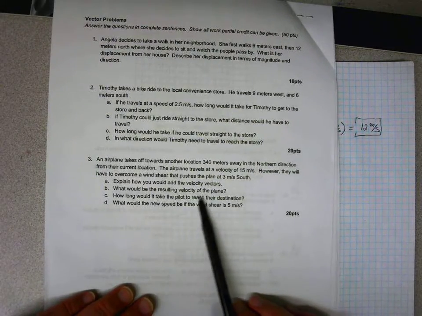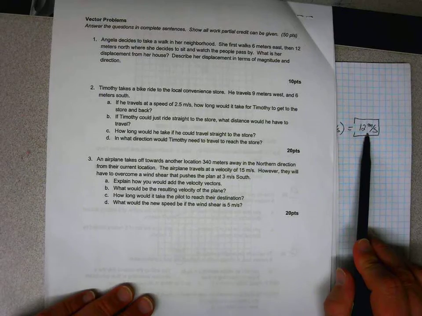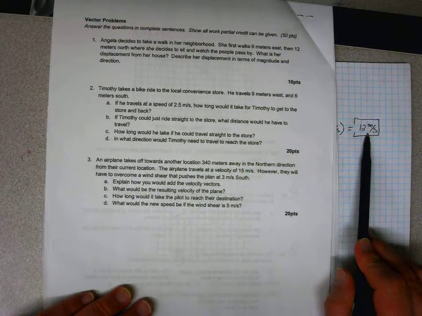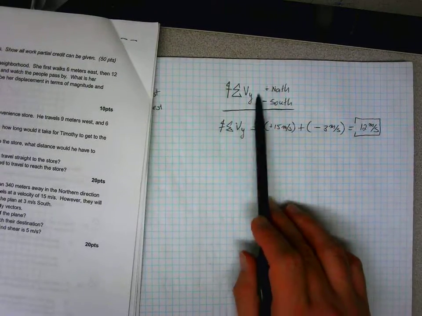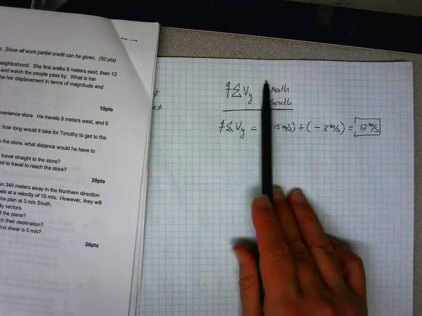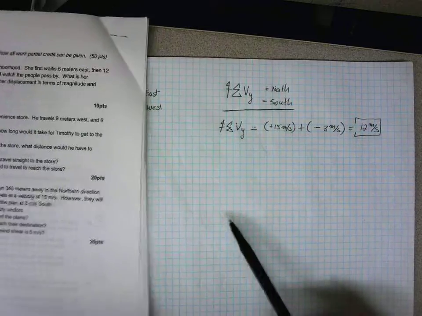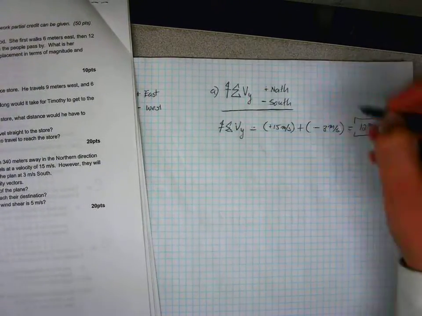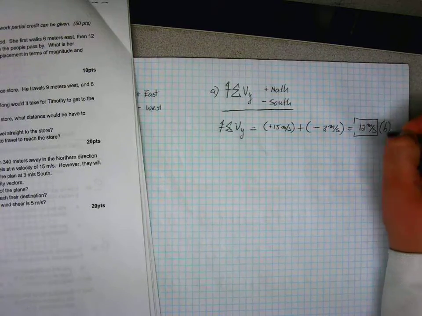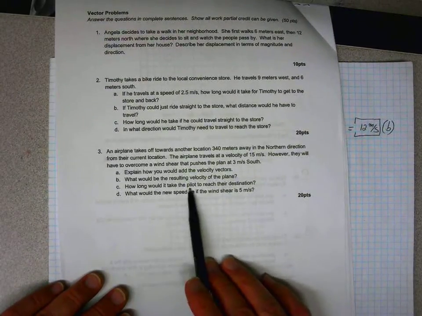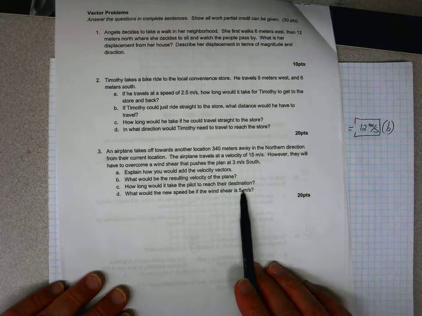What would be the resulting velocity of the plane? The answer for B would be 12 meters per second. The answer for A would be the explanation of this rule. So this would be A, this is B. Now let's go to C. How long would it take the pilot to reach their destination?